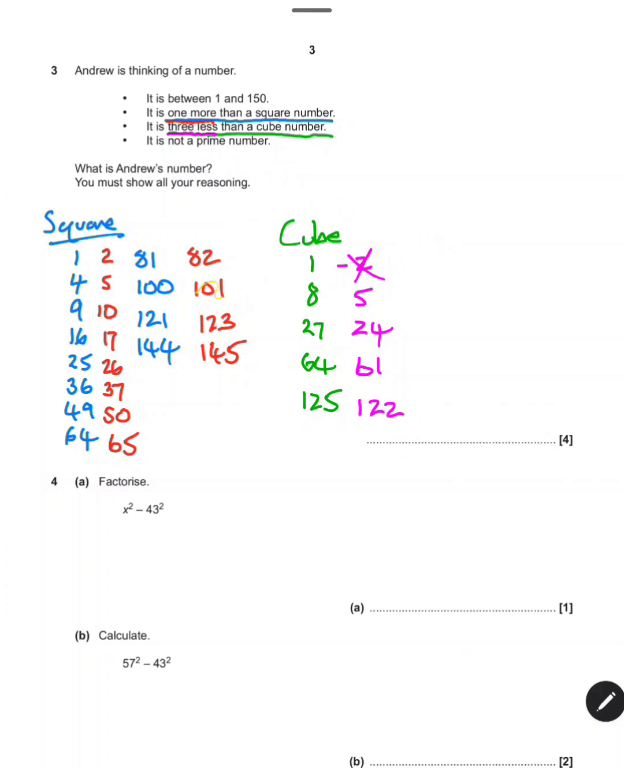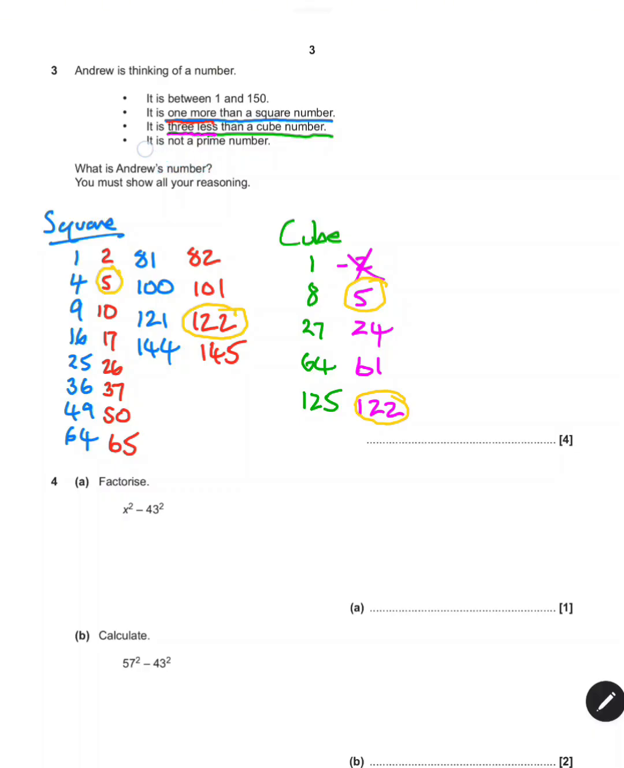And what we're looking for is a number that's in the blue list and the pink list. Well, 5 is in both lists. And 122 is in both lists. That should have been 122 there, apologies. Just change that now. So it's either 5 or 122.